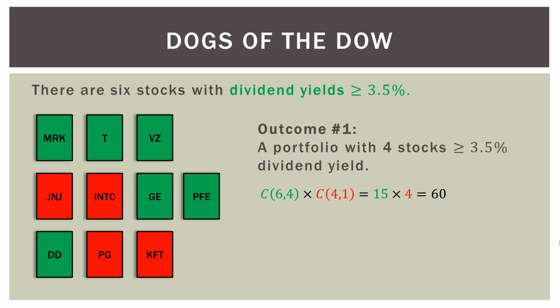We need to select 4 of those 6 stocks, so that's 6 choose 4. We still have 1 more stock to pick, and there are 4 of those, so that's just 4 choose 1. So 6 choose 4 times 4 choose 1 is 15 times 4, or 60. So that's one outcome.